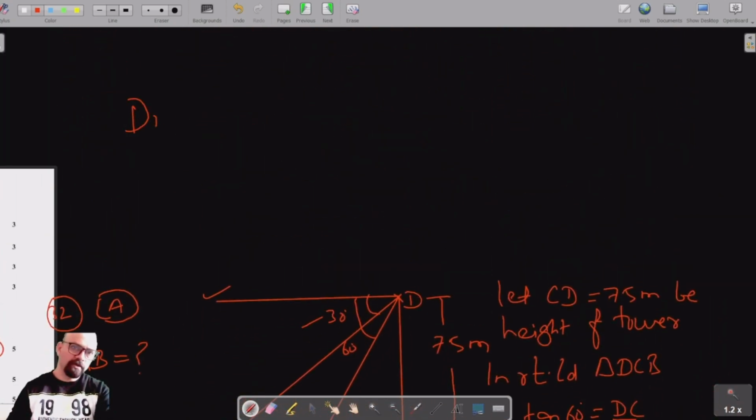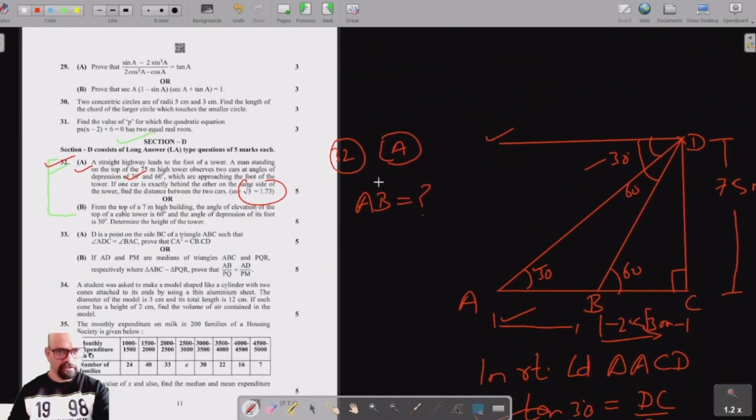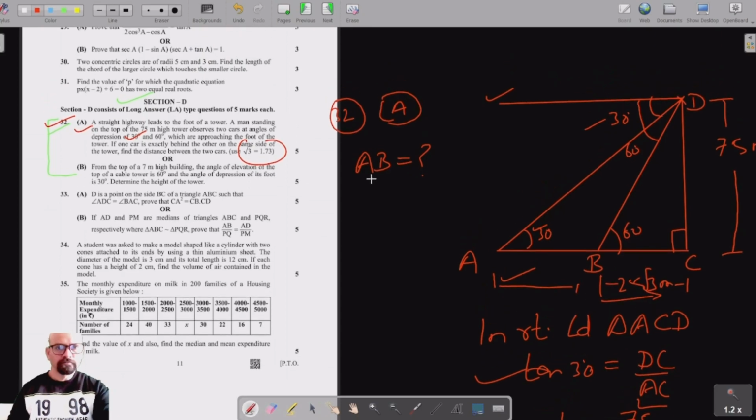And finally, we can write that distance between two cars is equal to 86.5 meters. Okay. So this is our final answer for part A. Let's move on to part B.